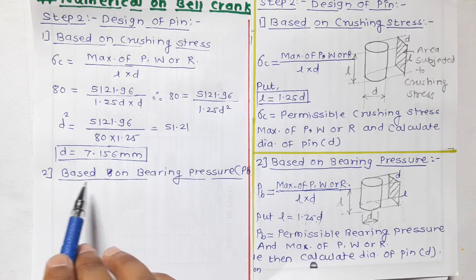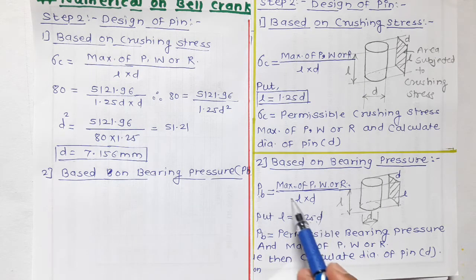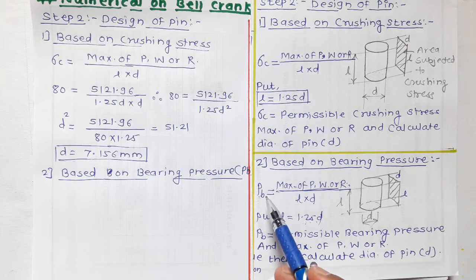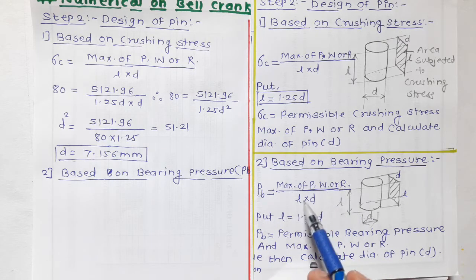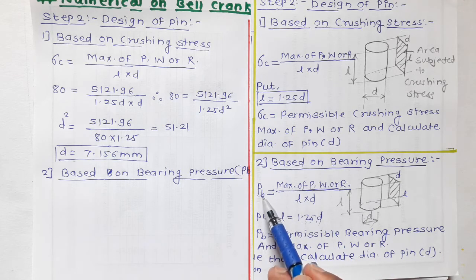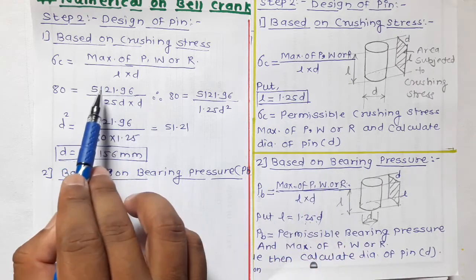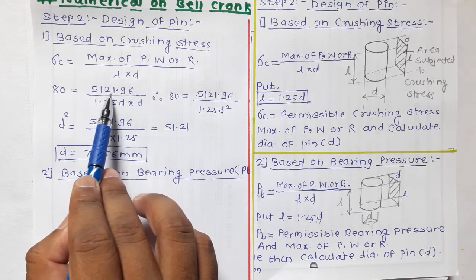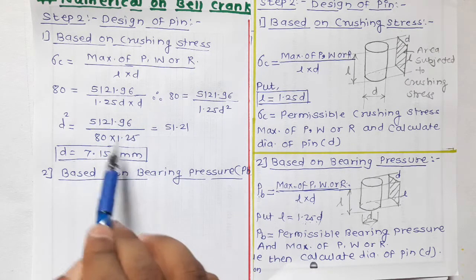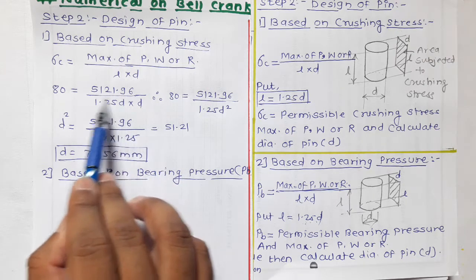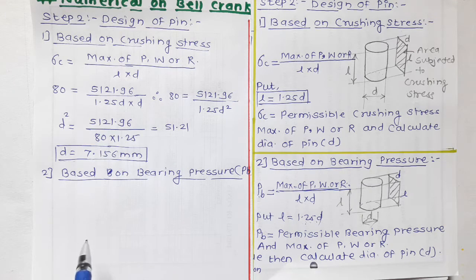Now the second substep is based on bearing pressure. We have to determine the diameter of pin based on bearing pressure PB. The formula to determine the diameter of pin based on PB, that is bearing pressure, is PB is equal to maximum of P, W or R upon L into D. So let us use this equation. We know the permissible bearing pressure, it is 10 Newton per mm square. Maximum of P, W, R is already used here, 5121.96. The L and D relation is given, that is L is equal to 1.25D, that we have used here. So similar to the first calculation, we have to do the calculation in the second substep.